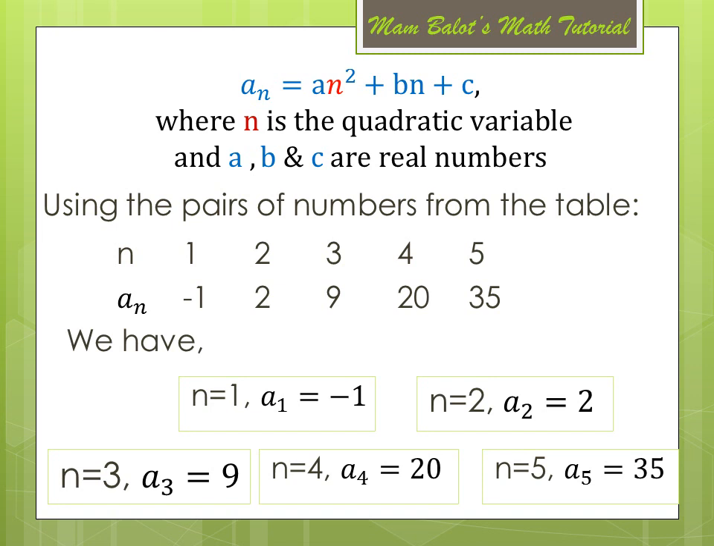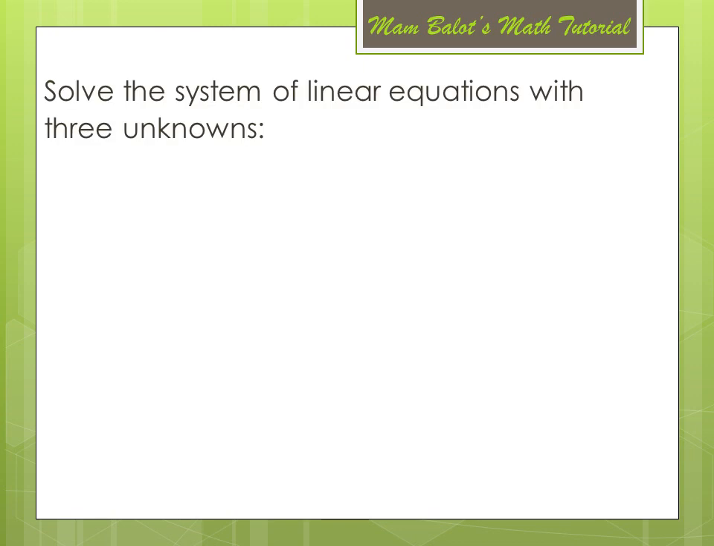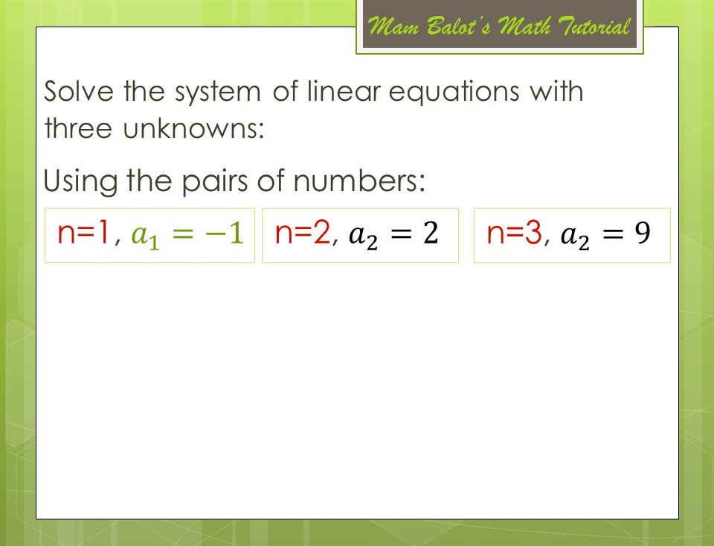If n is equal to 1, a sub 1 would be negative 1. If n is equal to 2, a sub 2 is equal to 2, and so on. So since we have three variables, which are a, b, and c, we need three pairs of numbers. We will now solve the system of linear equations with three unknowns using these pairs of numbers from the table. Since we have three unknowns, we need three equations to solve for the unknowns.